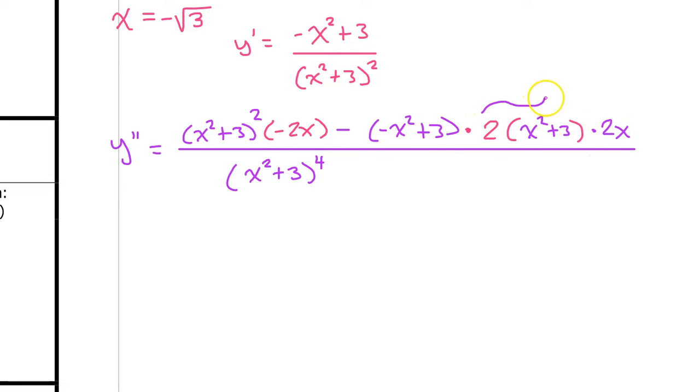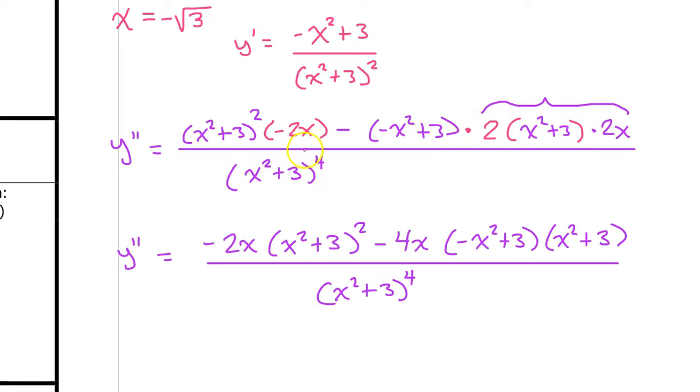So all of this is the derivative of the numerator. Let's simplify this. So far, I put the negative 2x in the front, and if you multiply 2 times 2x, you get 4x, and I've put that in the front as well. We need to simplify this more, because after this we need to find where y double prime is equal to 0, and this is a mess.